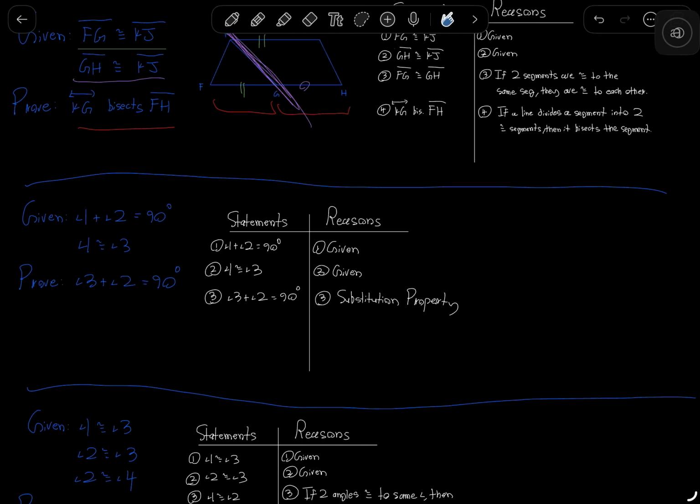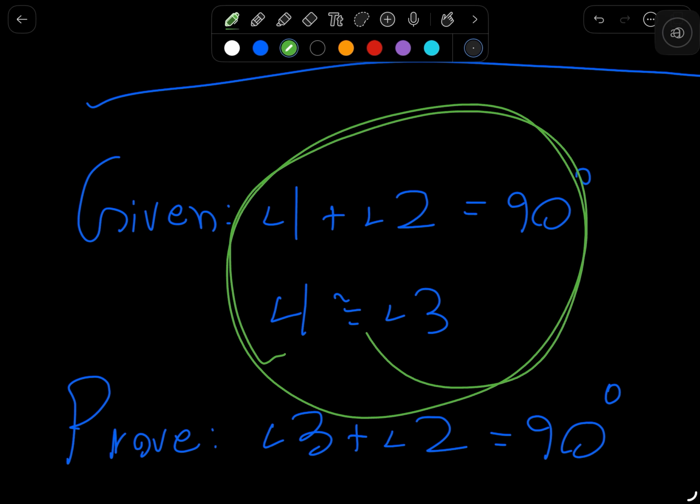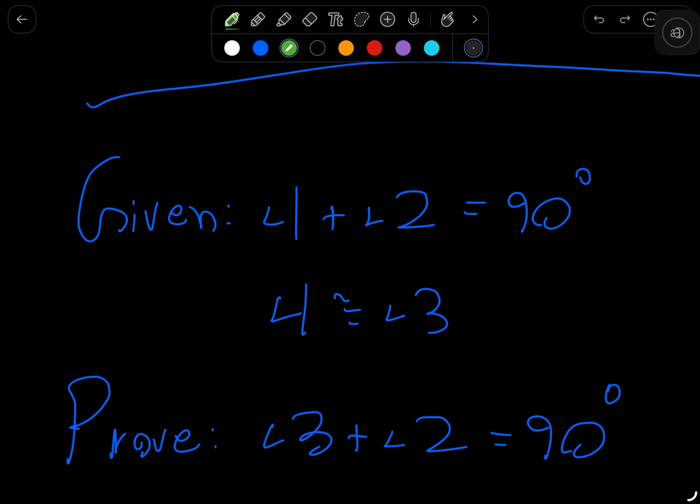I'm going to be going over a substitution property example. Let's say you're given that angle 1 plus angle 2 equals 90 degrees, and that angle 1 is congruent to angle 3. And you're trying to prove that angle 3 plus angle 2 is 90. Once again, I mentioned earlier, anytime you're dealing with mathematical equations, most likely you're going to be using substitution.